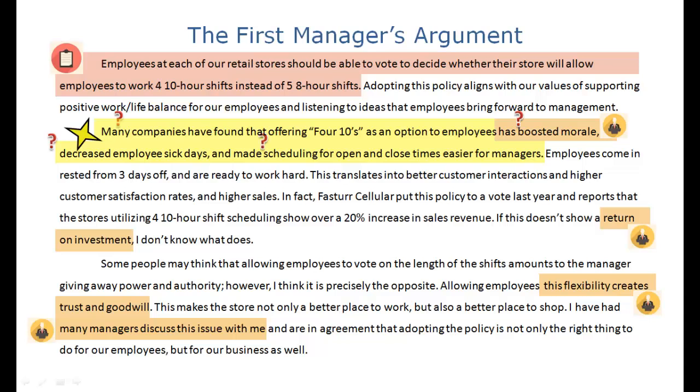But he doesn't say which companies. He doesn't say how much morale was boosted. He doesn't say how they know scheduling is easier. We don't know where he got the information, from a published study, a representative in human resources, or a friend. That's not too specific. Likewise, with the better customer interactions and higher customer satisfaction rates. What is the increase? 1% or 250%? There's a big difference between the two.